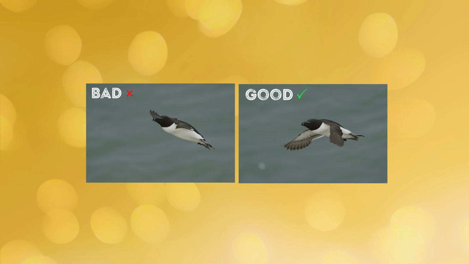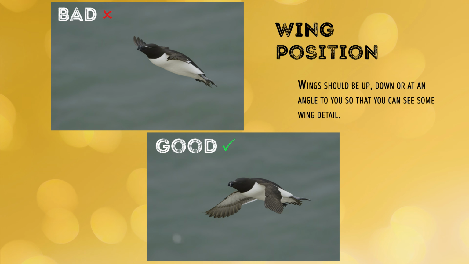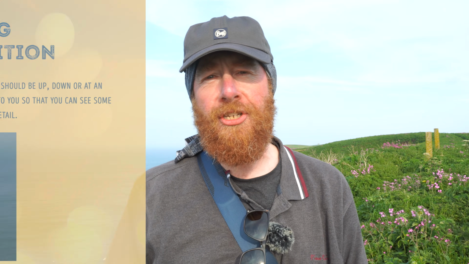And you want to be thinking about wing position. So if the bird has got wings flapping up or down, that's great because you can see some wing detail. If the bird has got wings straight out, but it's tilted in one direction or another, that's also good because you can see detail of the wings. The problem with wing position comes when the bird has got both wings straight out like this and you can't see any detail along the length of the wing because it's stretched out. So some basic things to think about to get a good bird in flight photo. Let's move on and take some.